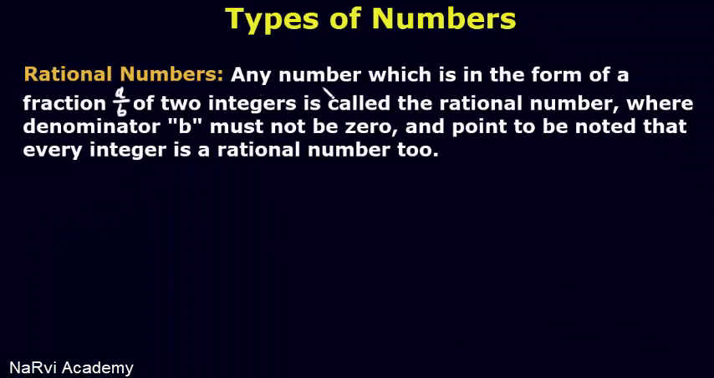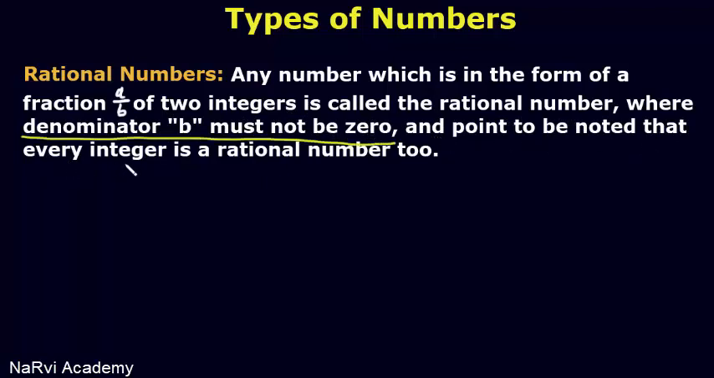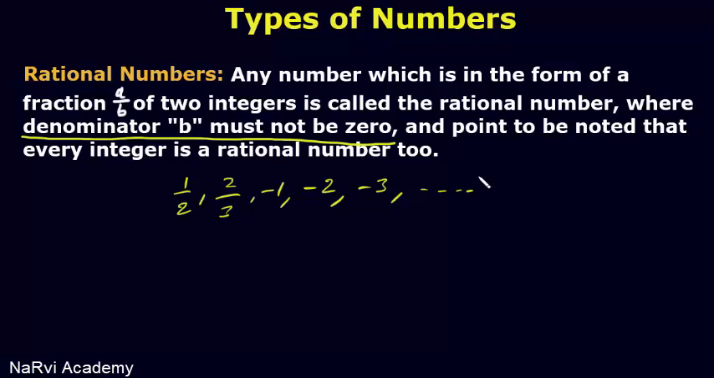Rational numbers. Any number which is in the form of a fraction like a over b of two integers is called a rational number, where denominator b must not be 0. And a point to be noted is that every integer is a rational number too. So the rational numbers are 1 by 2, 2 by 3, minus 1, minus 2, minus 3, and so on. So any number which you can write in the form of a fraction a by b is a rational number. Let's take one more example. 0.5 can be written as 1 by 2. So it is a rational number.